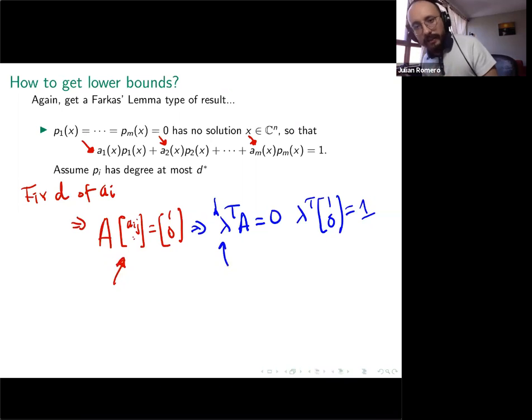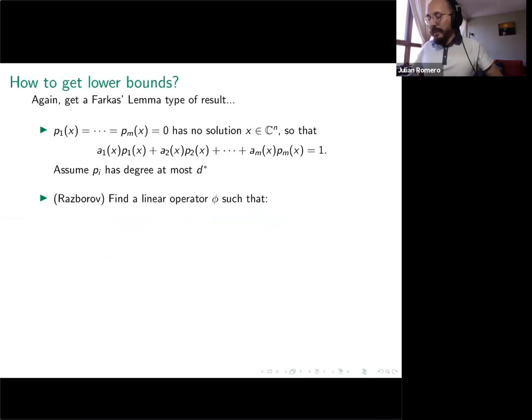But it's a little bit hard to do. At least for me, it was hard to extract important information from it. So we were reading these papers, and then we stumbled upon a great idea by Razborov. His idea is not to use this linear type of certificate, but actually to use the nonlinearity, use the polynomials in some way that helps you out. So the idea is to find an operator. When I say operator, I mean a linear operator, just something that maps polynomials into polynomials.